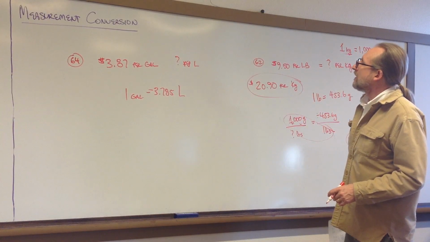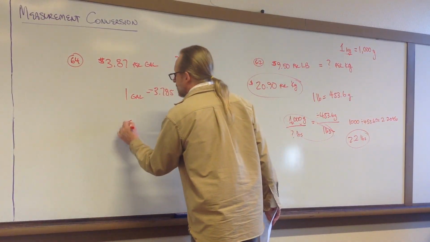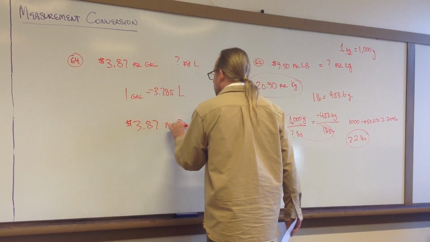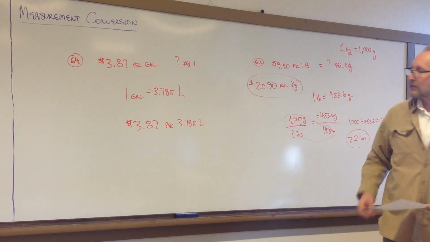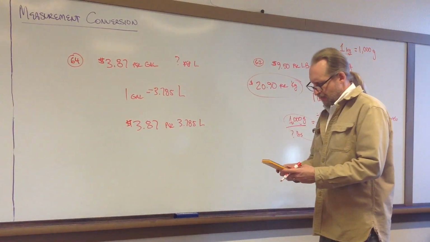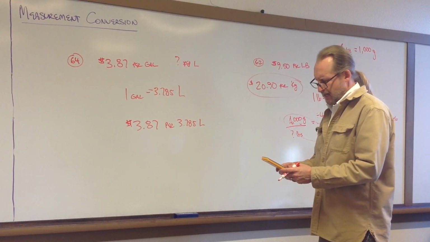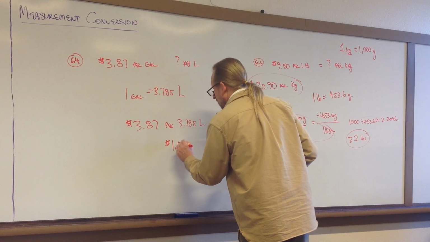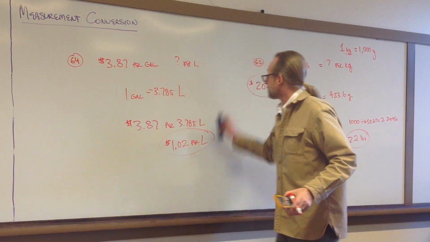Okay, let's see here. 1 gallon. So this cost $3.87 is for 3.785 liters. So we need to divide these two. It's going to come out to be just about $1 per liter. So 3.87 divided by 3.785 comes out to about $1.02. $1.02 per liter. Okay.